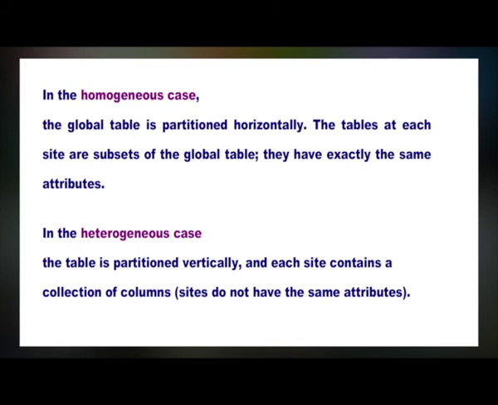Next, we will see the heterogeneous case. In the heterogeneous case, the table is partitioned vertically and each site contains a collection of columns, and the sites do not have the same attributes. However, you have to note that each tuple at each site is assumed to contain a unique identifier to facilitate the matching. And it is important to stress that the global table viewpoint is strictly conceptual.